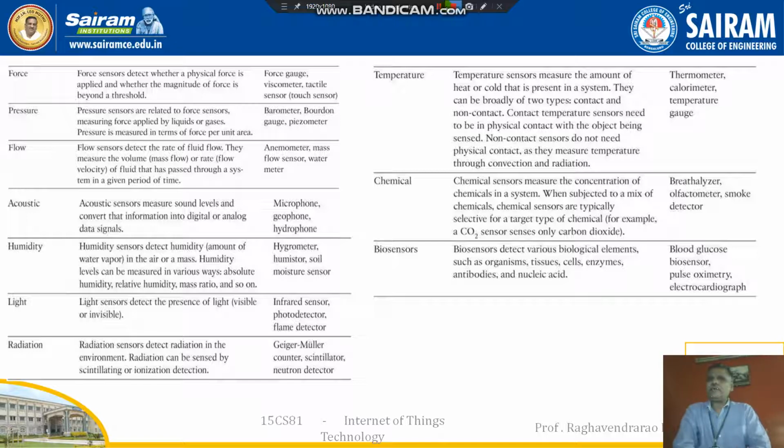Next is biosensors, where the biosensors detect various biological elements such as organisms, tissues, cells, enzymes, antibodies and nucleic acid. For all these, different sensors are going to be there. Examples: blood glucose biosensor, then pulse oximetry, and electrocardiograph.